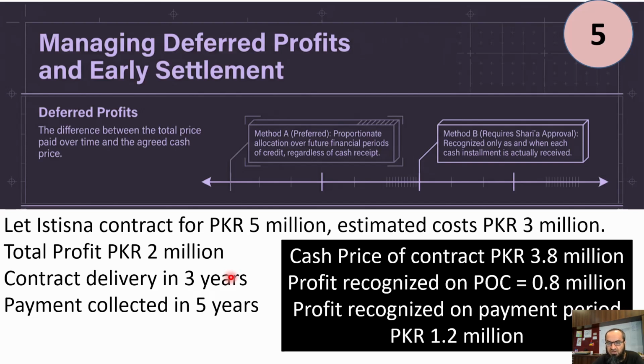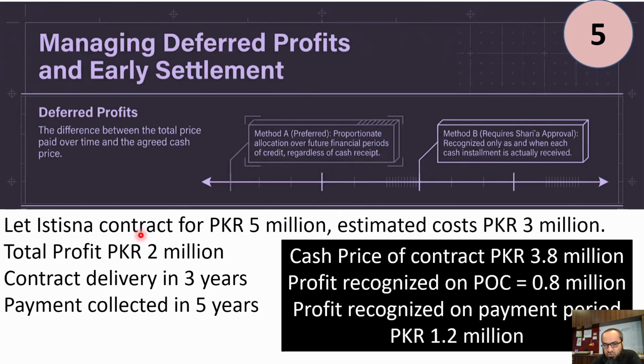So then we need to come up with a cash price, and the profit up to the cash price is to be recorded under the percentage of completion method, and the profit beyond the cash price has to be recorded under the deferred payment method. For this also there are 2 methods. The one method is the suggested, preferred method. It says proportionate allocation over future financial periods of credit, regardless of cash receipt.